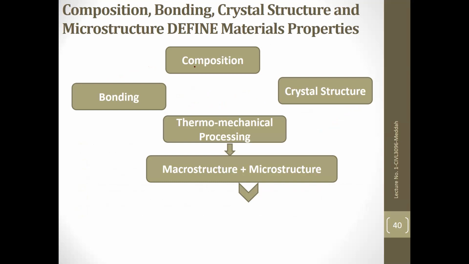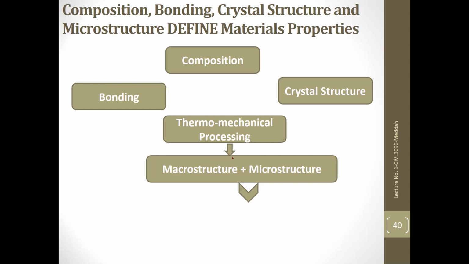Composition, of course, is related to the bonding, the chemical bonding of the atoms within the material, and also to the crystal structure, whether it is amorphous or crystalline. We'll discuss some of these later on in other topics that are coming. And these affect the chemical and the thermal processing of the material, how you process this material, how you manufacture it.